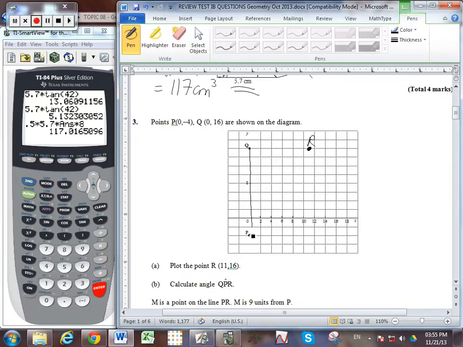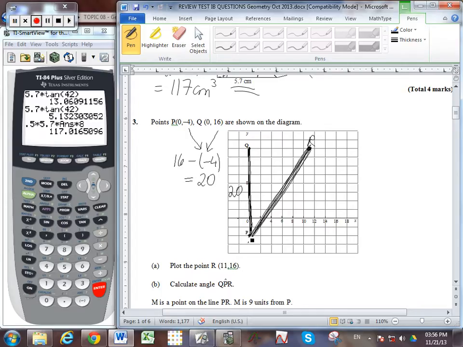Well, from Q to P is obviously a distance of 20 units, isn't it? Because Q is 16 units above the x-axis, and P is 4 units below. Okay, if I look at the difference between 16 and -4, I get a difference of 20 units. So that's 20. And then we're looking for angle Q to P to R.